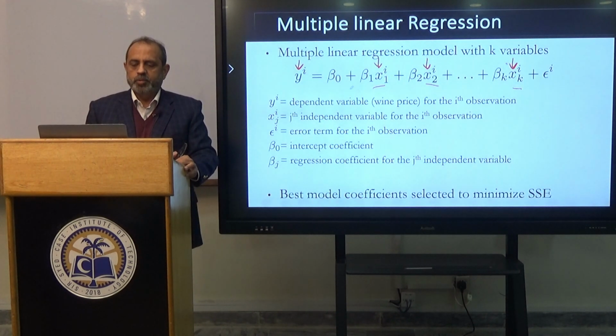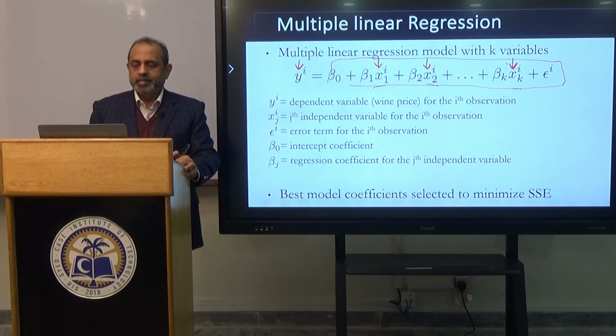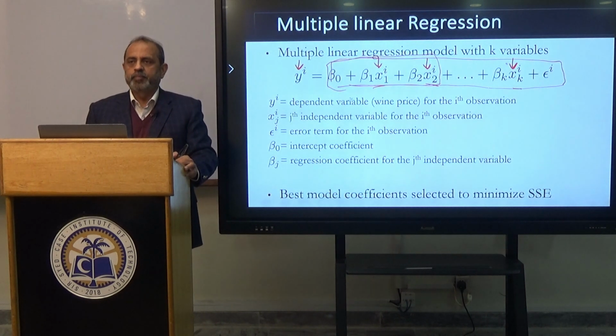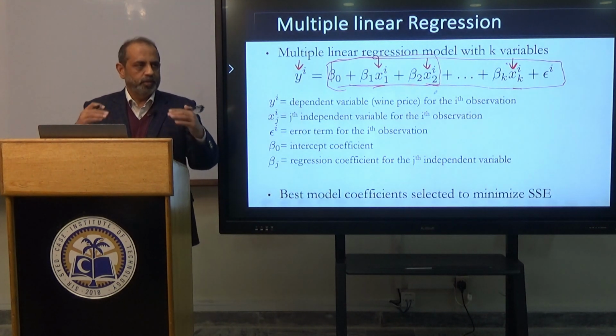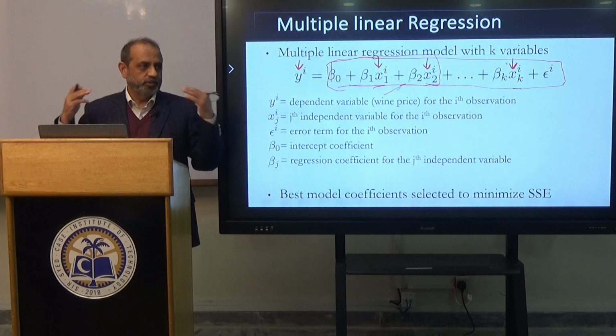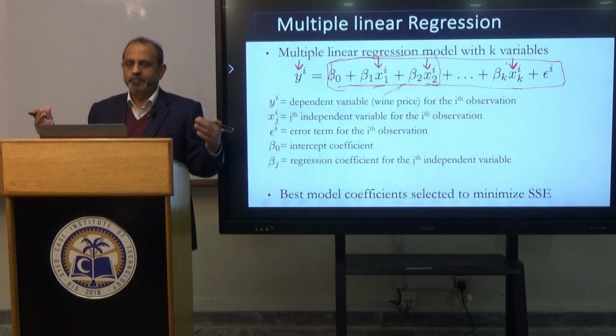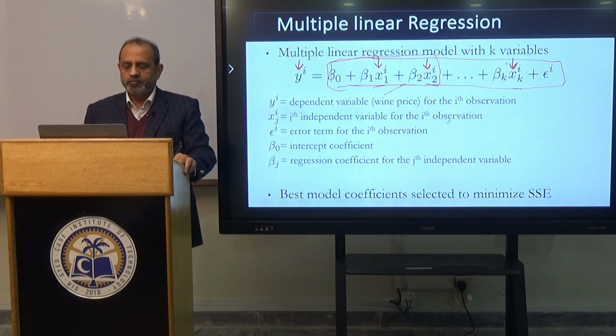Okay, so the expression becomes a bit complex because now it is not a line. If there are two variables, this is the equation of a plane. Once you have three, then you have a solid, and as you add more and more variables, it becomes a hyperplane. A hyperplane is something you cannot visualize beyond 3 dimensions. So the expression becomes kind of complex.